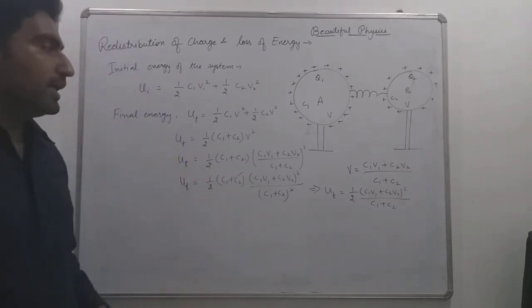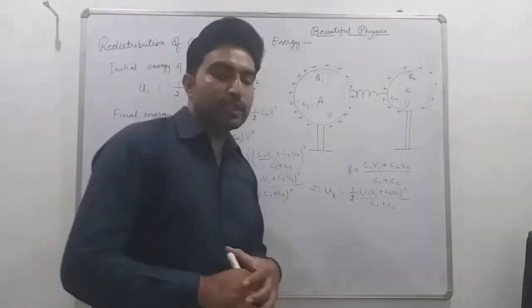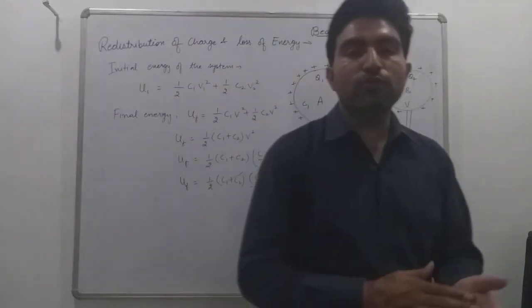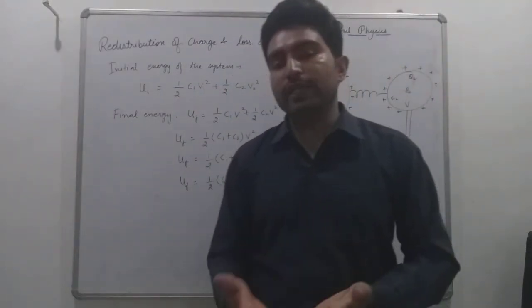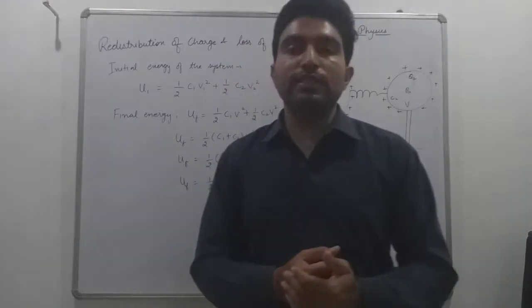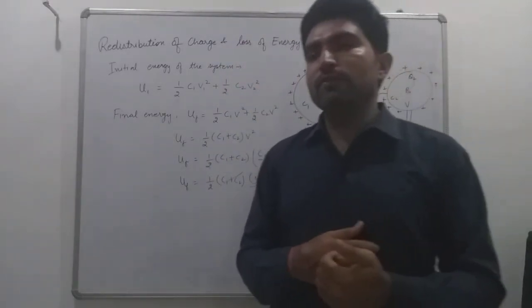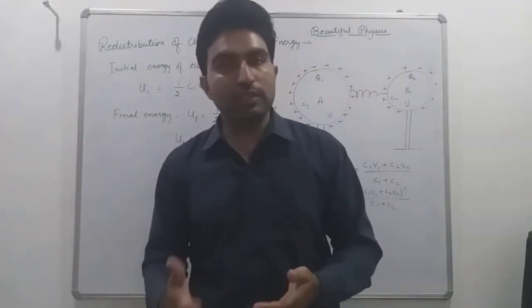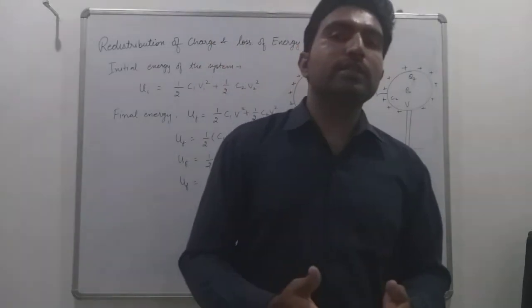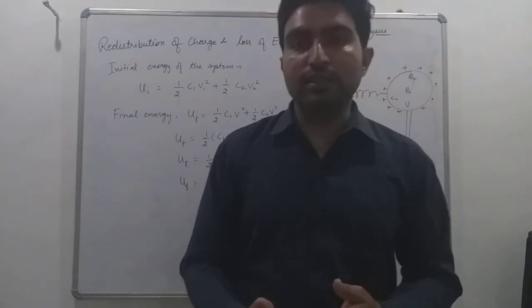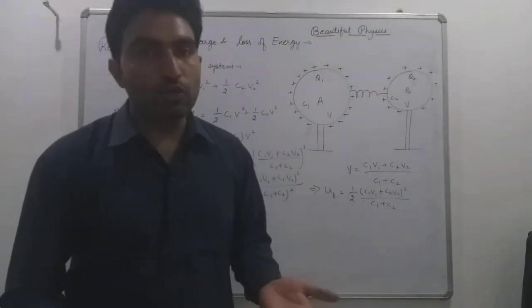Okay, this is the final energy after redistribution of charge, and this is the initial energy before the redistribution of charge. And we have to find out the loss of energy. Here the energy is lost in the form of heat, and we have to find that particular energy which is lost in the form of heat. Okay, so when we are finding the loss of energy during redistribution, we have to subtract the final energy from the initial energy, because we are finding the loss here.